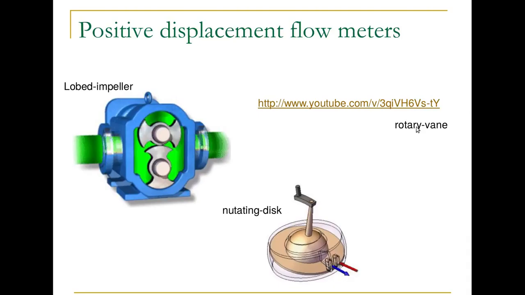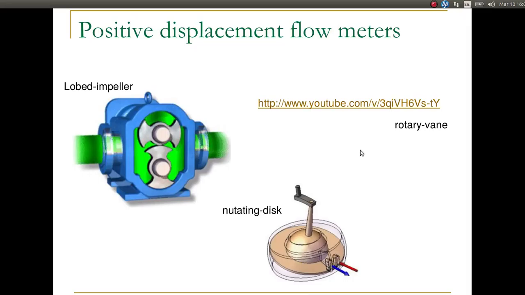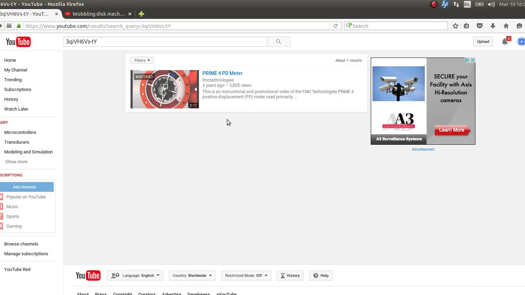Another technology is Rotary Vane, which is more precise but less durable, and here's a video demonstrating the technology for a Rotary Vane flow meter. I'll give you a minute to watch it and then come back to this video. So you just pause this one and go ahead and watch this, and then come back to this video. I'll wait until you've watched that.